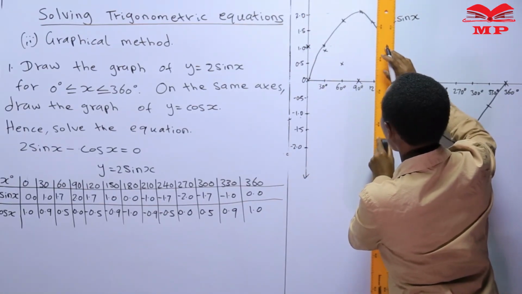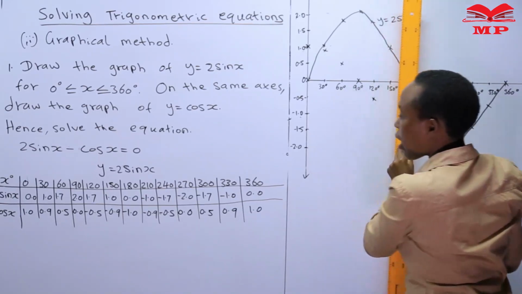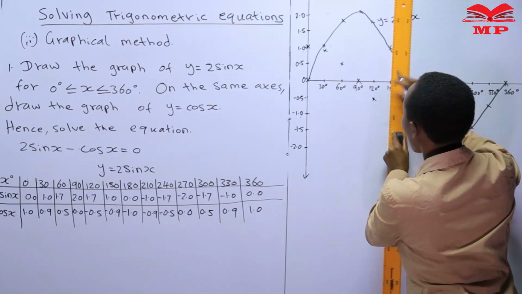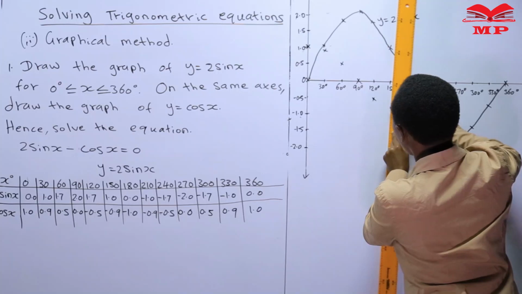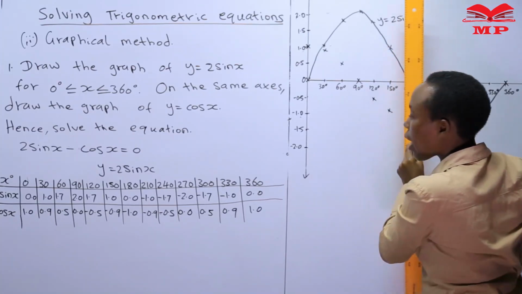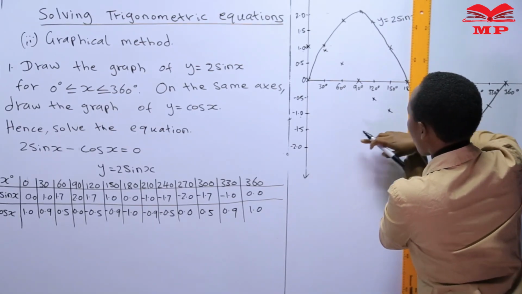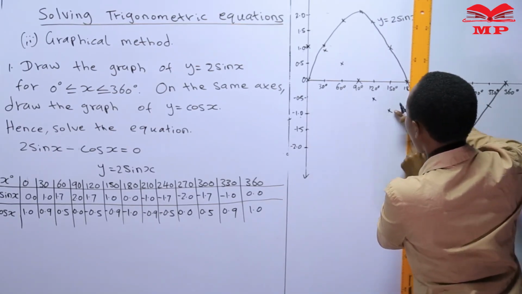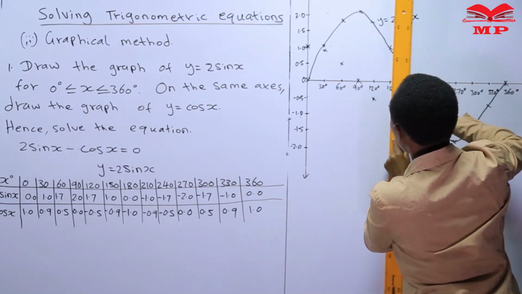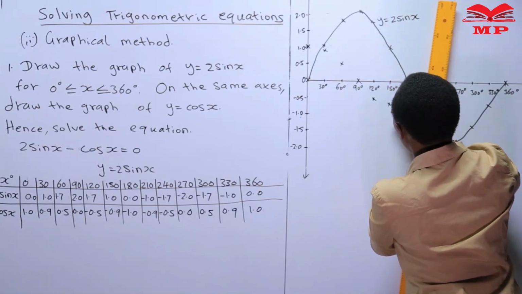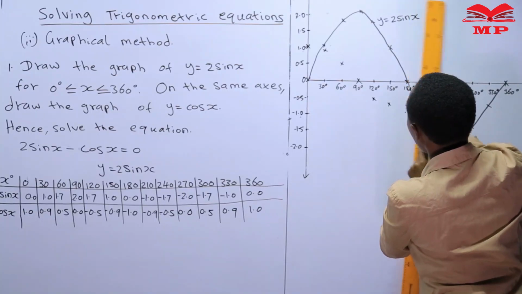120, we have -0.5, which is somewhere here. Then 150, -0.9. Sorry, this is 0.9. For 150, we have 0.9. It should be here. Then for 180, we have -1, which is slightly higher here.